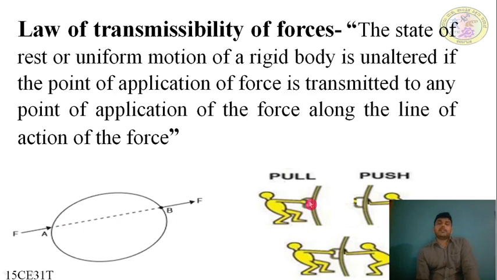Here is an example with a door. In the case of a pull, the point of application of the force is at the handle, but in the case of a push, the point of application of the force is on the back side of the door. Both forces are in the same line of action, so they will produce the same effect, the same uniform motion of the rigid body.